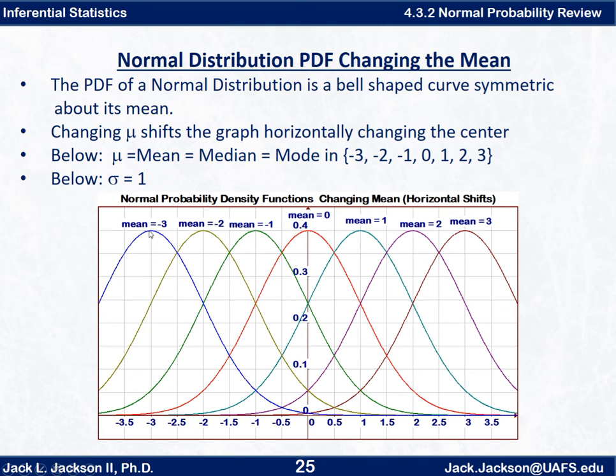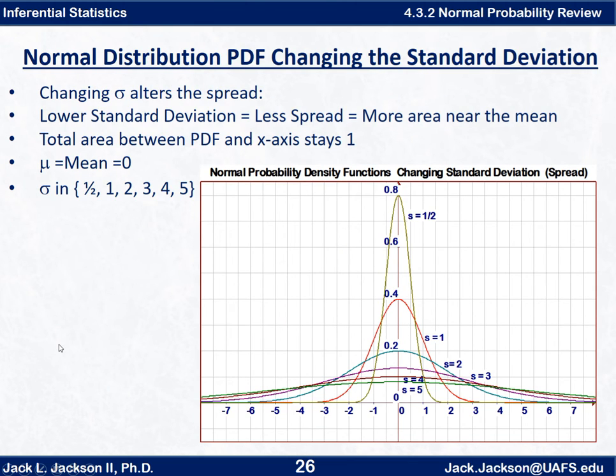And here we have several different normal distributions. All of them have a standard deviation of 1. And so you can see the effect of changing the mean, which changes the center, is just a horizontal shift. So this blue one on the left has a mean of -3, and then here's one with a mean of -2, -1, 0, 1, 2, and 3. The red one here in the middle with mean 0 is the standard normal distribution.